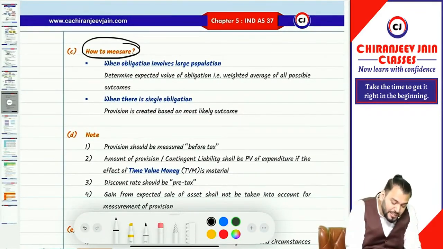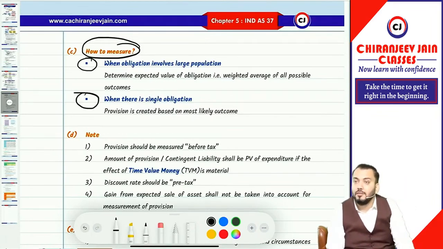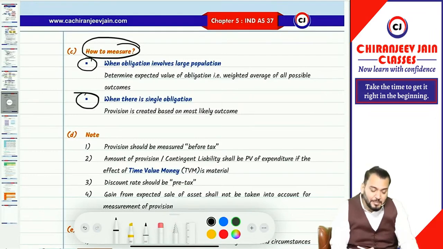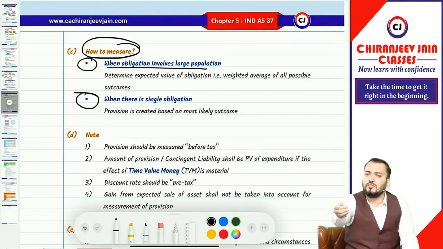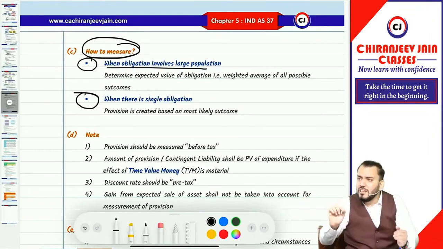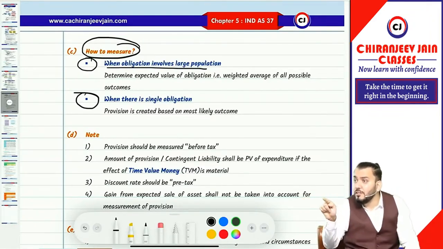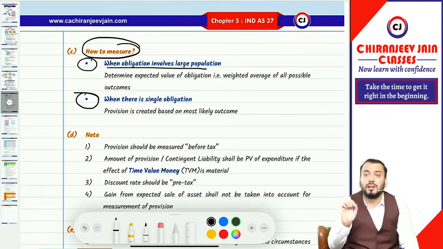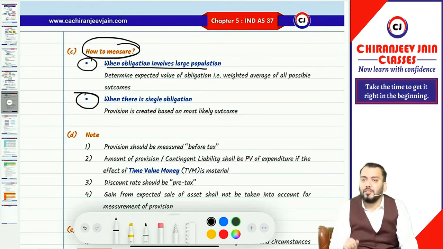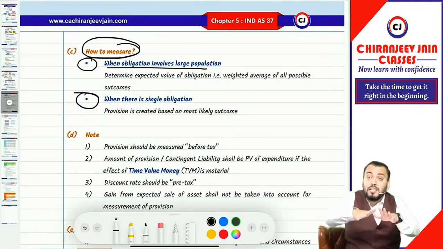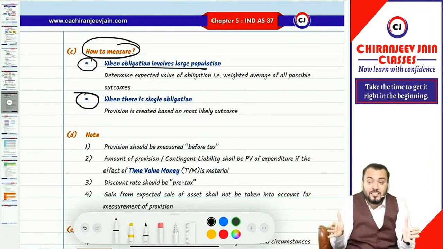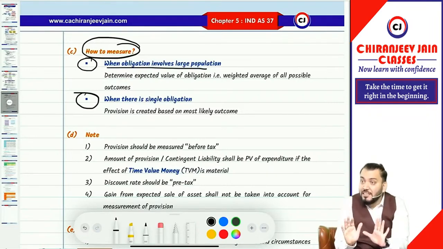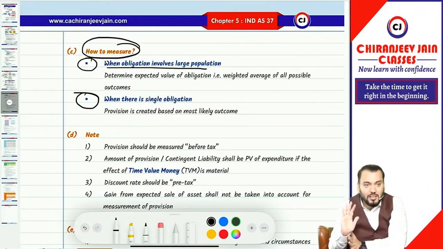The third question arises: how to do measurement, how to calculate the amount? Now this measurement is based on two conditions. How to measure? Ind AS 37 says that when the obligation involves a large population, just try to understand, I have made an announcement. Suppose there are 100 students, so this becomes a large population. So can I say I can't do a one-to-one relationship now? Whether you will score, this is not practically possible. So when the obligation involves a large population, then what will we do? And when the obligation does not involve a large population, then what needs to be done? Are you able to understand what I am saying?